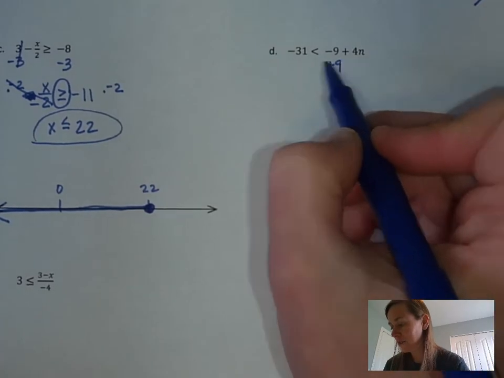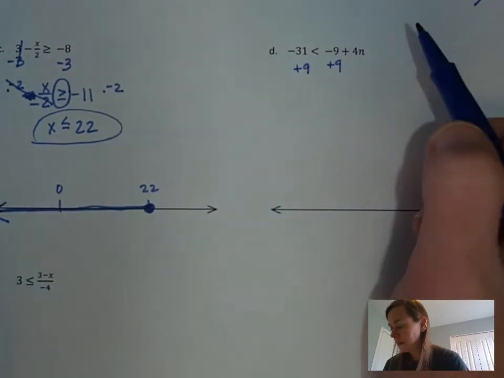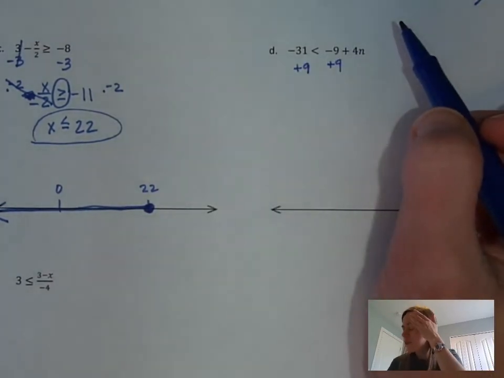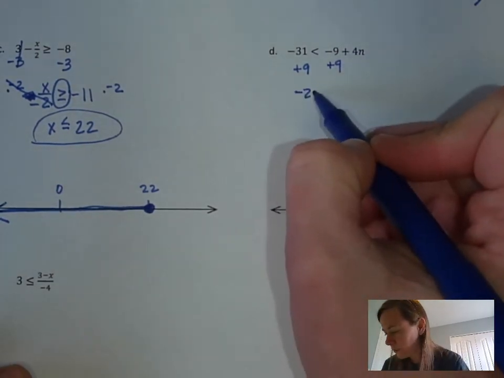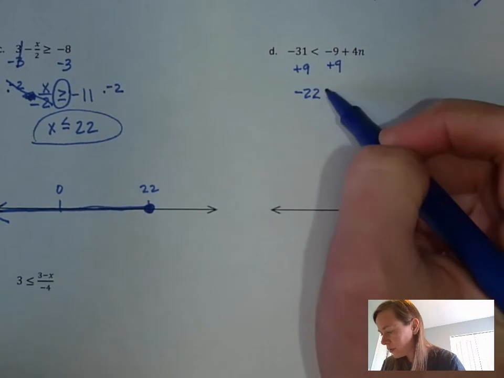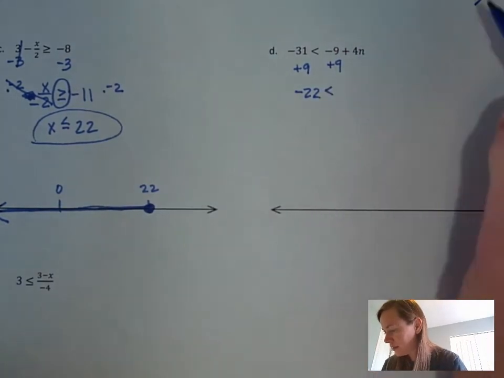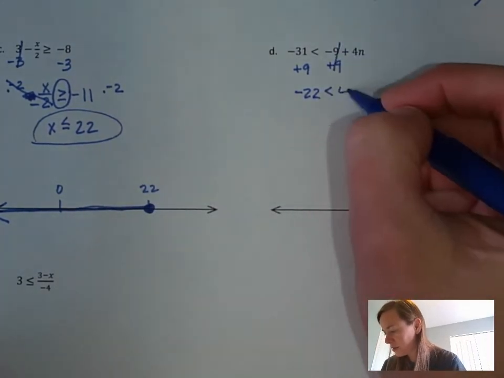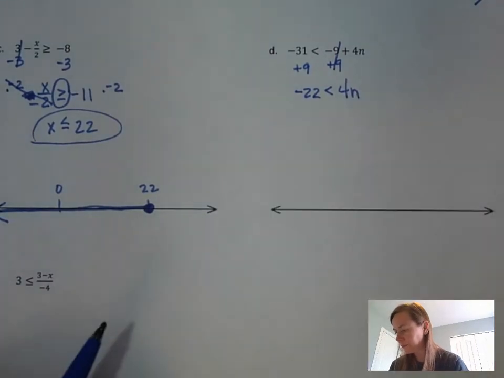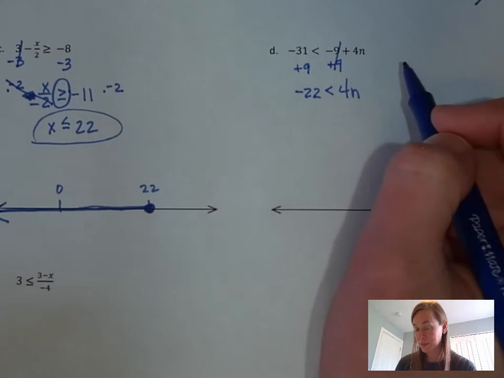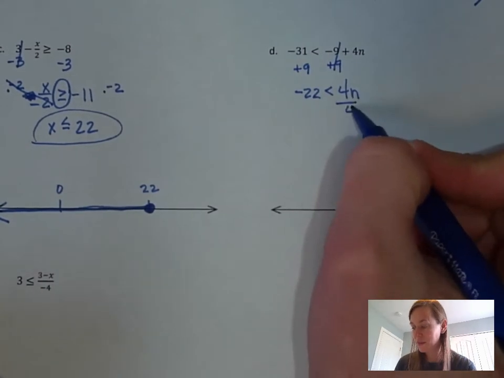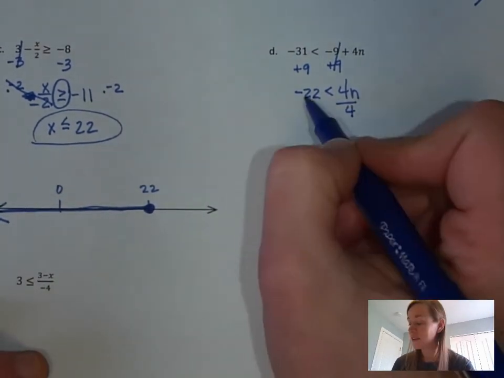So adding negative 9 to both sides. Okay, so negative 31 plus negative 9, we have different signs, so we need to subtract. That's going to be negative 22. Okay, so negative 22 is less than, this goes to 0, and you're just left with 4n. Okay, and now we have 4 times n, so we're going to do the opposite of multiplying, which is divide.